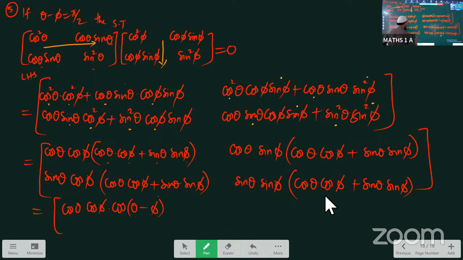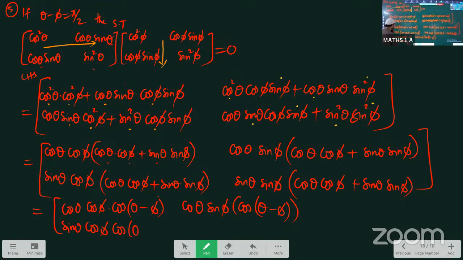So take this as sin phi into cos theta minus phi, sin phi into cos of theta minus phi. Here also take common sin theta into cos phi, and cos A cos B plus sin A sin B is cos of A minus B, theta minus phi. So here also sin theta sin phi into cos A cos B plus sin A sin B, cos of theta minus phi.